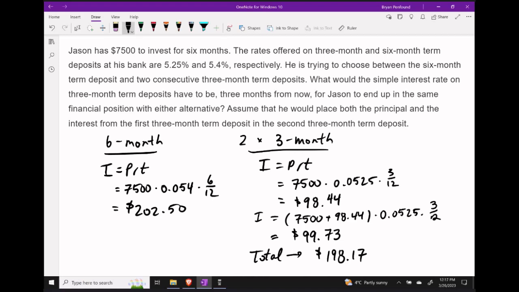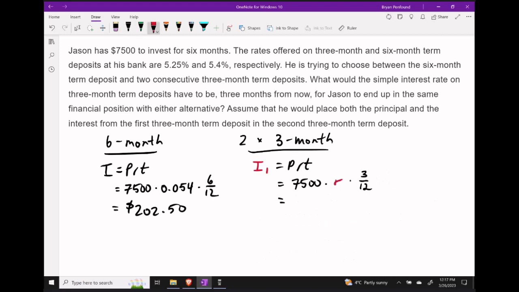And so the question we want to pose is, what percentage could the bank offer so that one 6-month term has the same amount of final interest as 2 3-month terms back to back? And in order to determine the interest rate we're looking for, we're going to update our 2 times 3-month column a little bit. So let's calculate how much interest, let's call it interest 1, we're going to earn during that first 3-month period. We can use our I equals PRT formula.